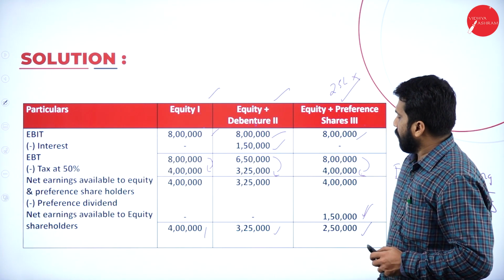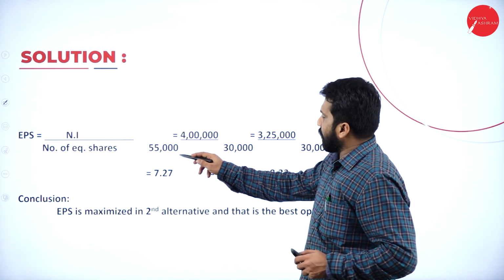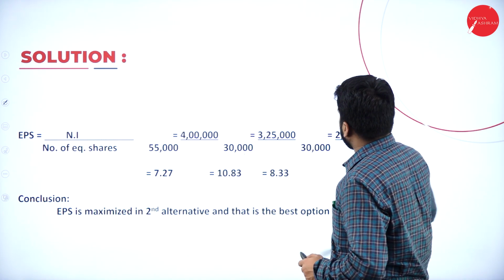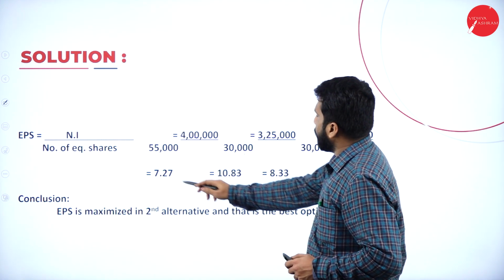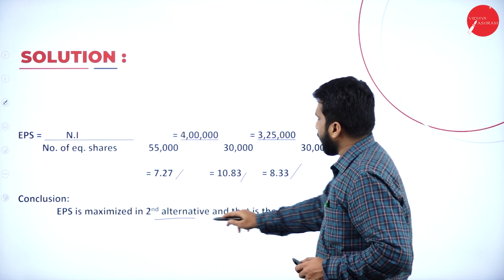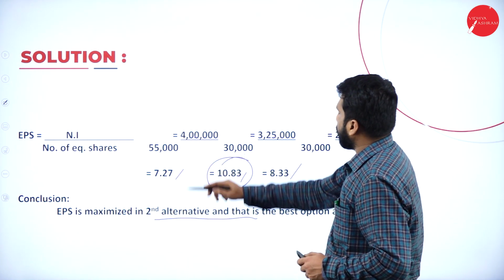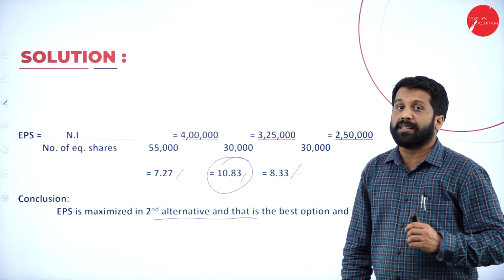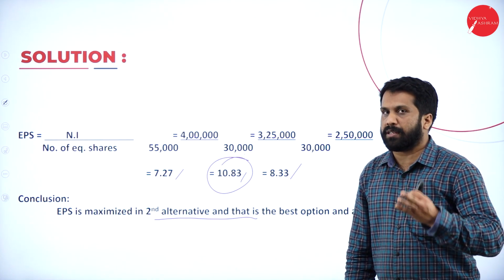Now, your 4 lakh divided by 55, 3 lakh 25 divided by 30, 2 lakh 50 divided by 30: 7.27, 10.83, 8.33. Conclusion, the second alternative is best because it gives you 10.83. Returns are more. Hope you are clear.